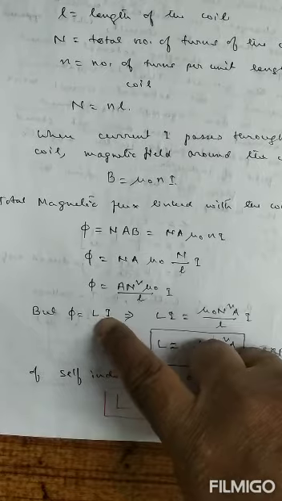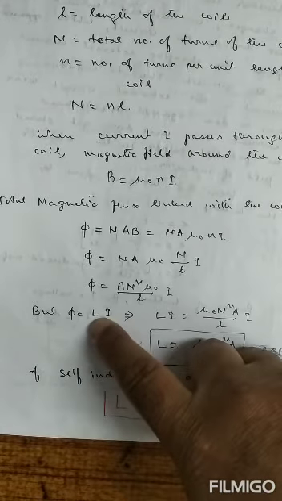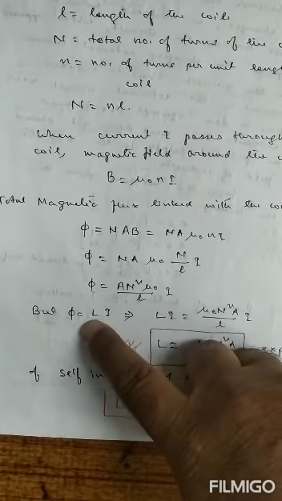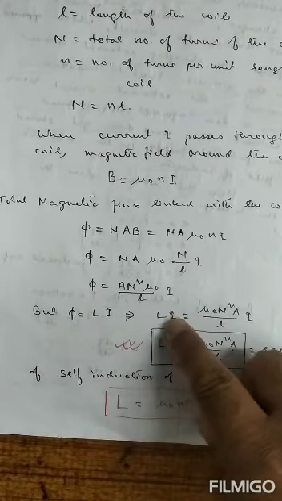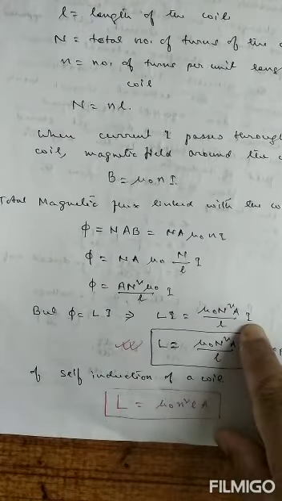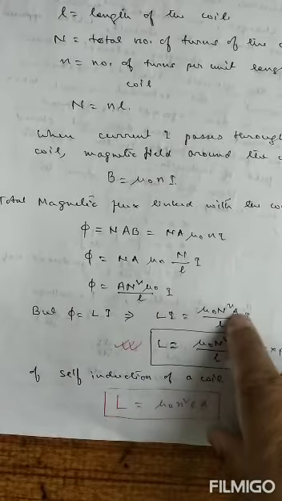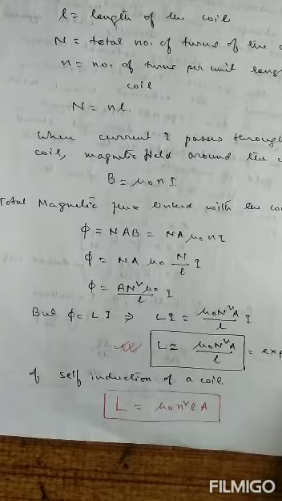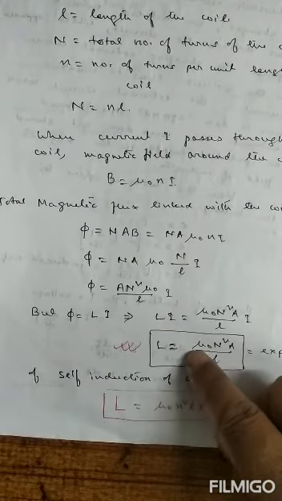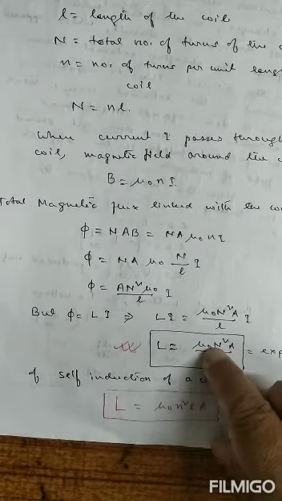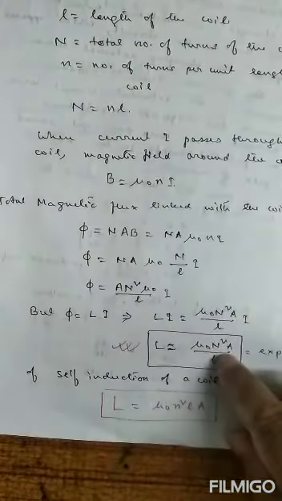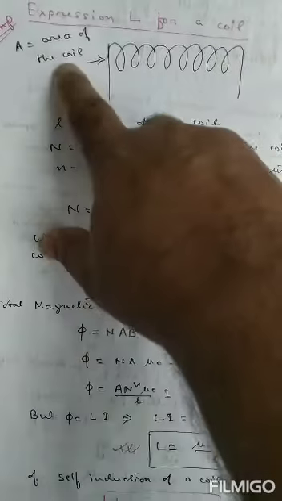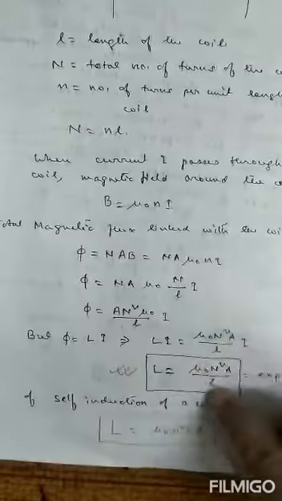So phi is equal to, what is phi? Phi is equal to Li, from the definition of coefficient of self-induction. L is called coefficient of self-induction. So Li is equal to, so i gets cancelled. What we get? L is mu 0 N square A by l. What is mu 0? Permeability of free space. Capital N, total number of turns of the coil. Capital A, cross-sectional area of the coil. And small l, length of the coil.